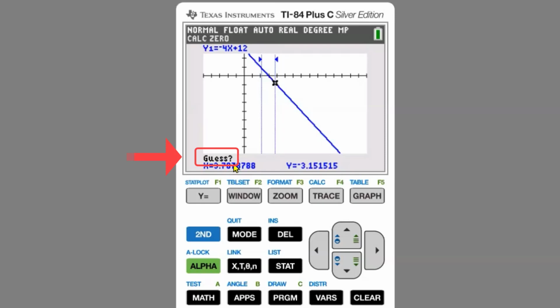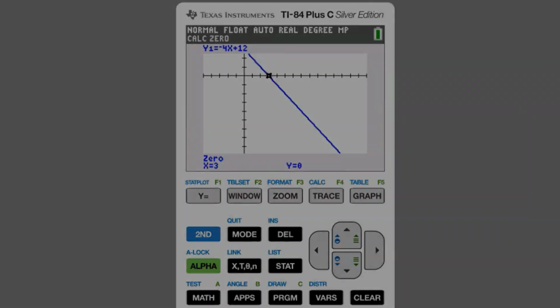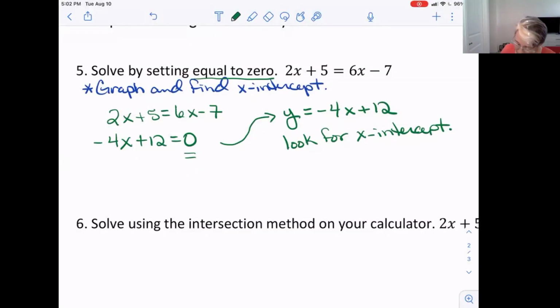Notice here it's changed to guess question mark, and we said yes. So we're going to go down here to enter. Yes, we want you to guess. And then they will tell us the 0 is at x equals 3. And of course, we know the 0 is at the x-intercept, therefore the y is 0. So we found the x-intercept to be at 3, 0, therefore x equals 3.